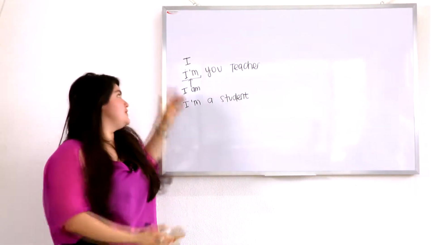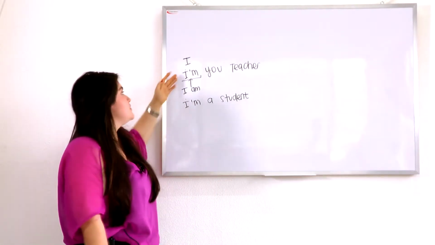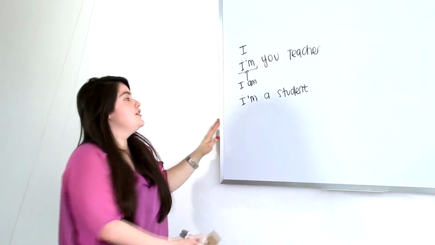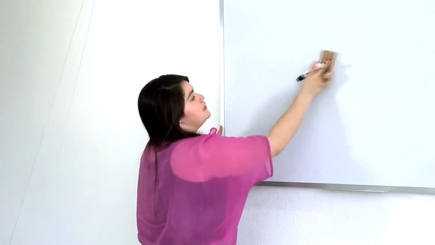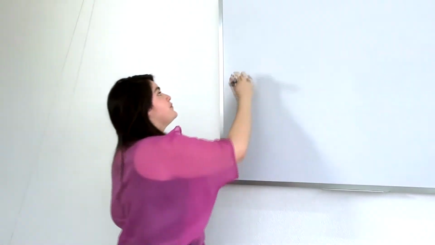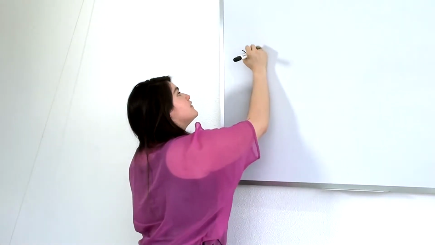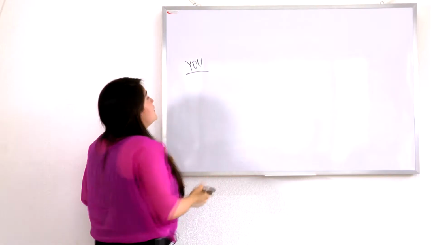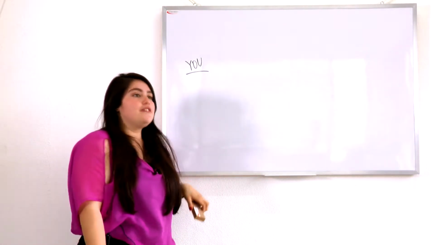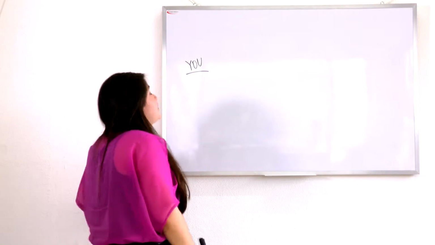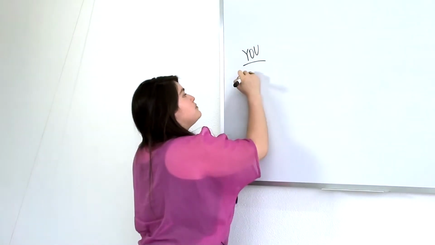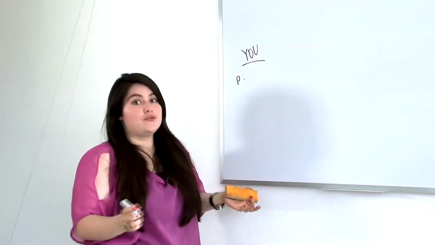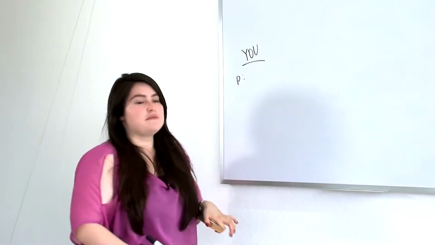So here we have 2 sentences in which you can see how to use the pronoun are. So now we are going to proceed to learn how to use the pronoun you. You is when you are talking about another person, and you can use it for singular or for plural. So in the case of plural, that it's about a group, I am going to use you as an example.